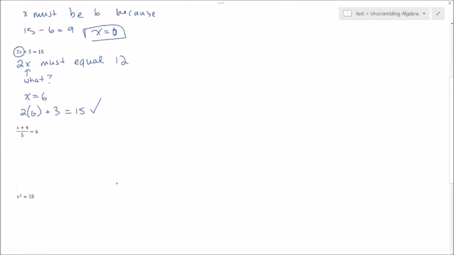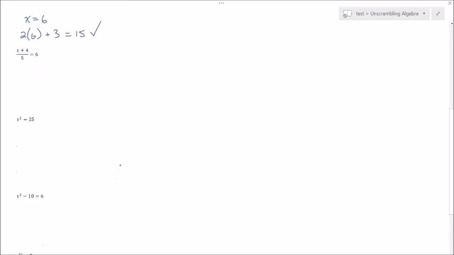So let's try a couple slightly more complicated ones here. Again, I'm going to make these progressively more difficult, but the concept remains the same. We're looking for the value of x that makes this equation true. So the next equation that we have here is x plus 4 all divided by 5 is equal to 6. And of course, we need to remember that the fraction really means a division. So then, again, I'm going to take the same logical step here. What does x plus 4 have to equal? In other words, what divided by 5 equals 6?